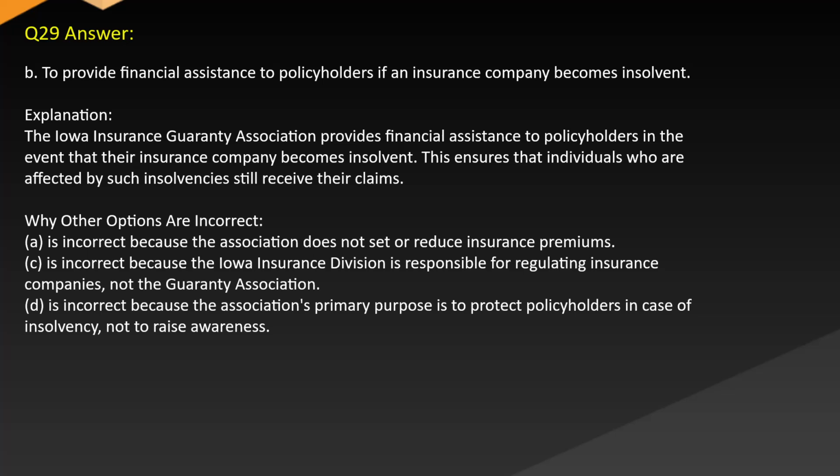A is incorrect because the association does not set or reduce insurance premiums. C is incorrect because the Iowa Insurance Division is responsible for regulating insurance companies, not the Guarantee Association. D is incorrect because the association's primary purpose is to protect policyholders in case of insolvency, not to raise awareness.